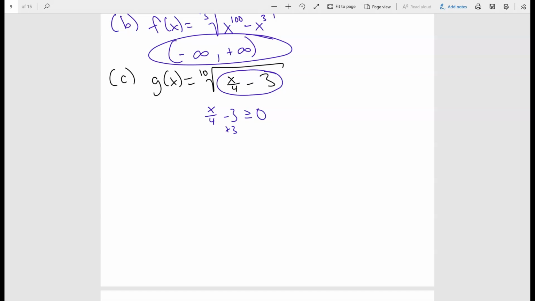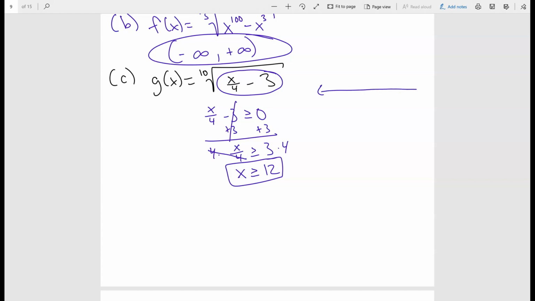So we're going to add the 3 over. I'm going to have x over 4 is greater than or equal to 3. Then, since x is divided by 4, I'm going to multiply by 4 on the other side. This cancels out, so x is greater than or equal to 12. Okay, this is the answer, but we want to write it in interval notation.